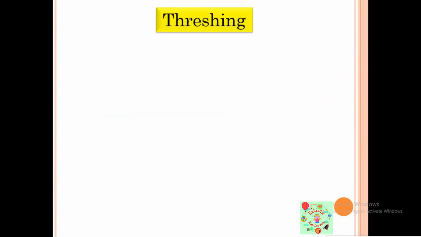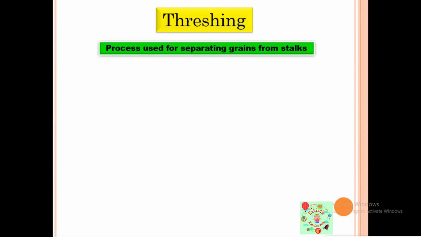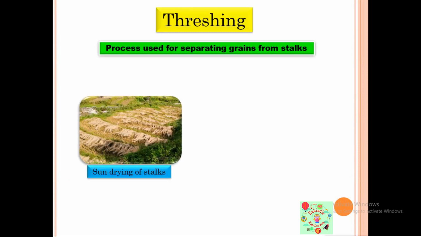That is threshing. What is threshing? A process used for separating grains from stalks. We already discussed this. After harvesting, the wheat plants are dried in the sun for a few days. Why? For drying of the stalks. After that, there are two methods of separation.